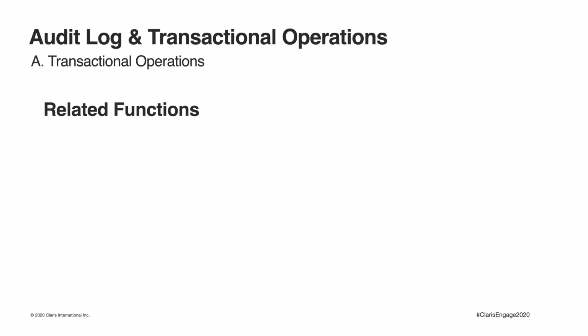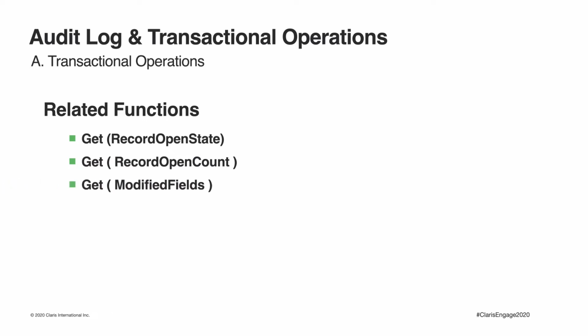The most important functions that can help visualize those underlying operations being performed within FileMaker are the getRecordOpenState, the getRecordOpenCount, and the getModified fields. So, let's launch FileMaker and see those operations in action.